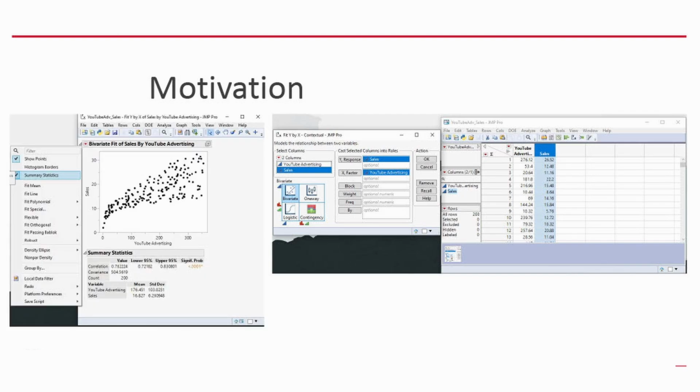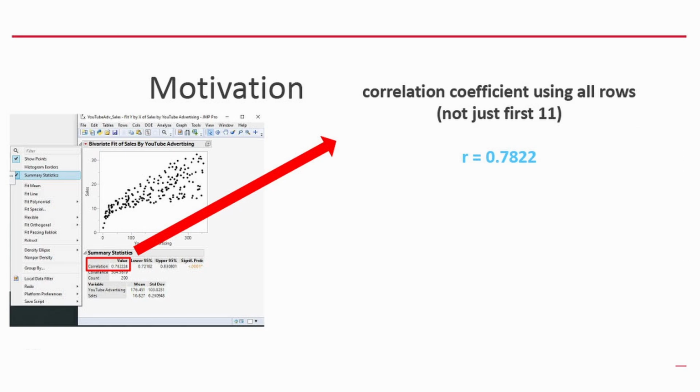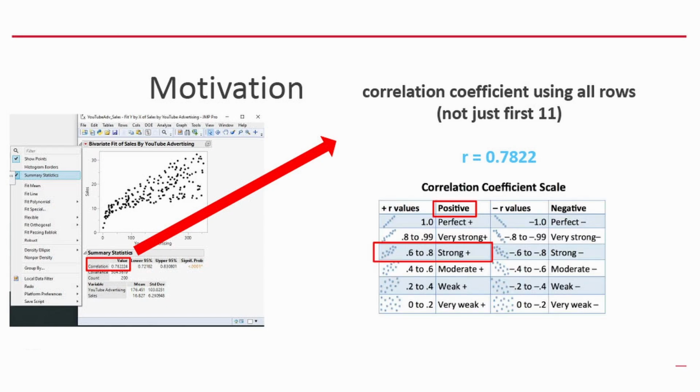And here we go. It says that our correlation coefficient is 0.78. And here are those summary statistics. If you look in there, it says that our correlation is 0.7822. Now, if you remember, that is not the correlation coefficient we calculated by hand. That's because I only used the first 11 rows, not all of the observations. So not too bad. And if you wanted to describe that, you would describe it as strong.